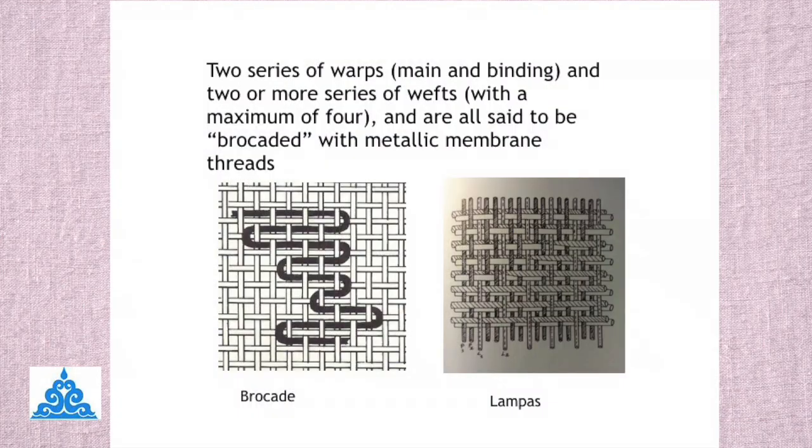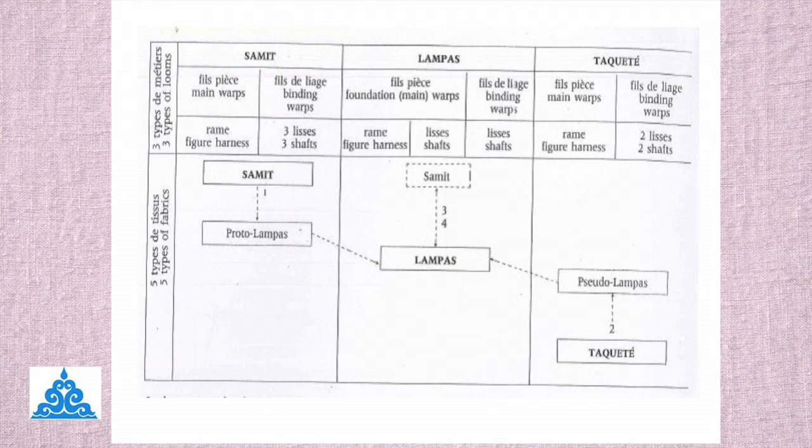The textiles that compose the majority of the funerary clothing have two series of warp, main and binding, and two or more series of weft, with a maximum of 4, and are all said to be brocaded with metallic membranes. Three main terms seem to be the most appropriate for the classification of these compounds: the diasper, samit, and lampas, also called broccatello. That is a type of textile that belonged to the family of lampas in Italy. Nonetheless, the second one, samit, seems to be the structure that best explains the combination and the sequence of warps and wefts of the textile under examination.